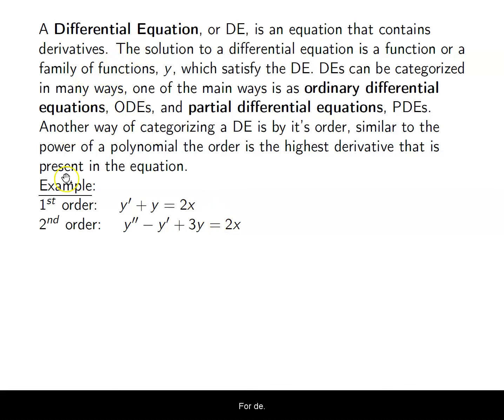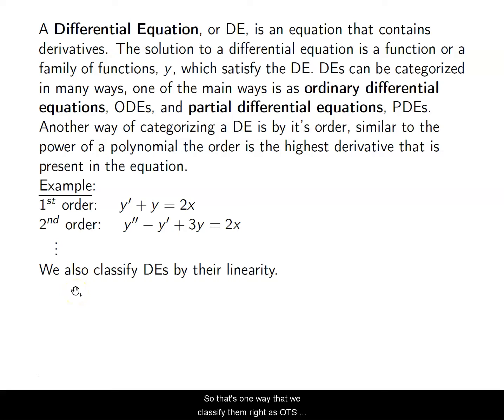So again, for a DE, our solutions are a function, right? I'm looking for a function that satisfies this. Okay, and so forth and so forth and so forth until whatever order it is that I need, the nth order, I guess we would say. Okay, so that's one way that we classify them, right? As ODEs and PDEs, or by their order. That's actually the main classification, right?